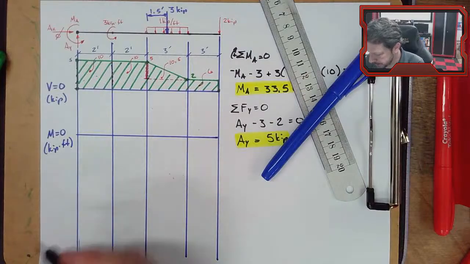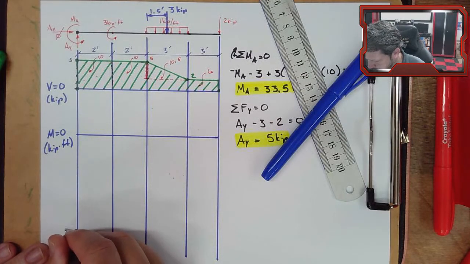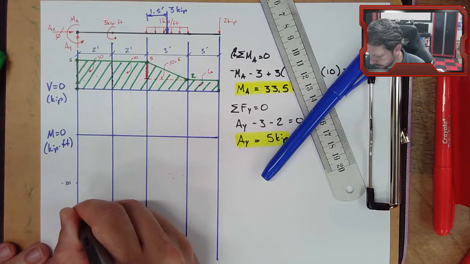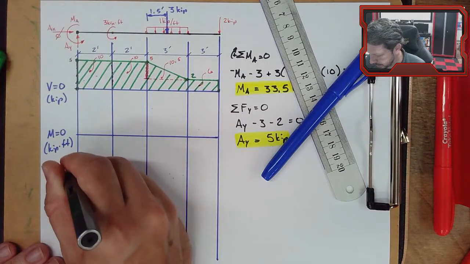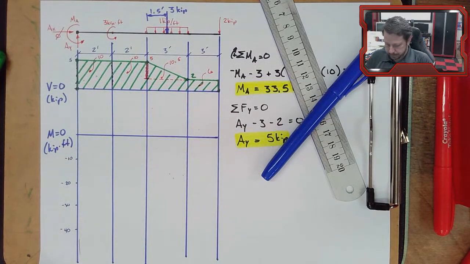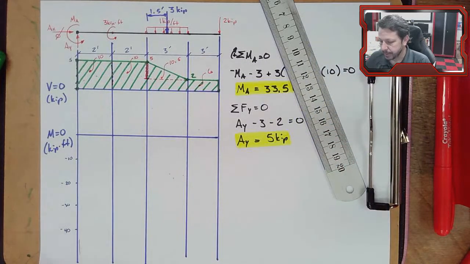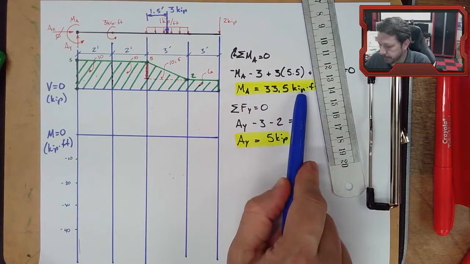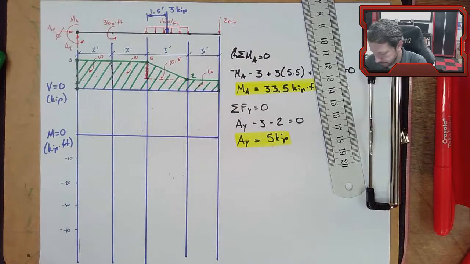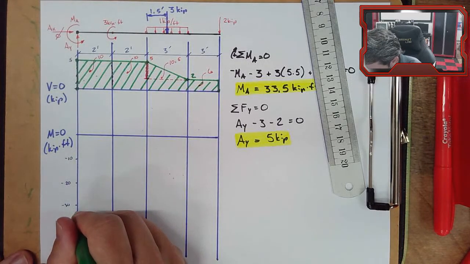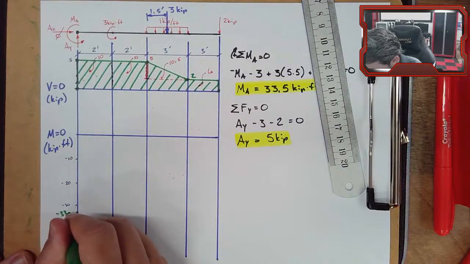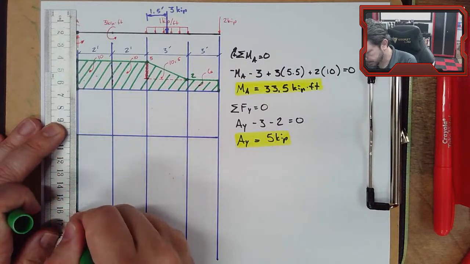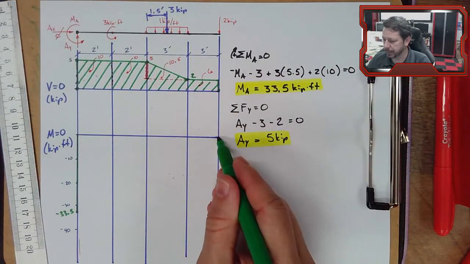So let's just say that down here is negative 40. So right in here's negative 20. Somewhere there's negative 30. Somewhere there's negative 10. All right. So like I said, the very first thing is this concentrated moment at A, 33.5 kip feet, counterclockwise. So I immediately go down to negative 33.5. And then everything starts going back up towards hopefully getting to 0 at the very end.